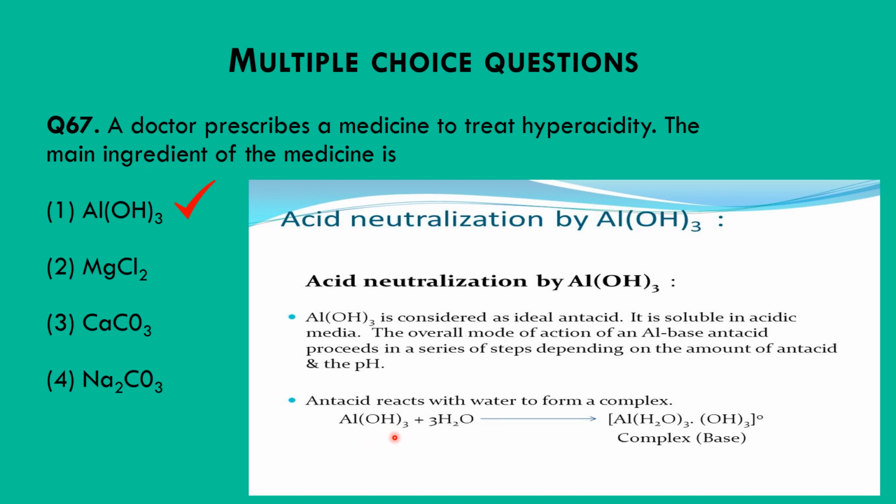When aluminum hydroxide reacts with water, you will get a complex base. When this base reacts with hydrochloric acid in your stomach, it gets neutralized. Therefore, you have to remember here that aluminum hydroxide will act as an antacid. It will neutralize the acid present in your stomach.